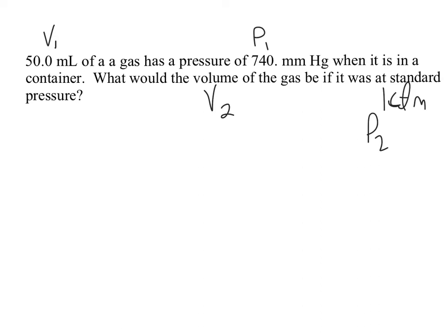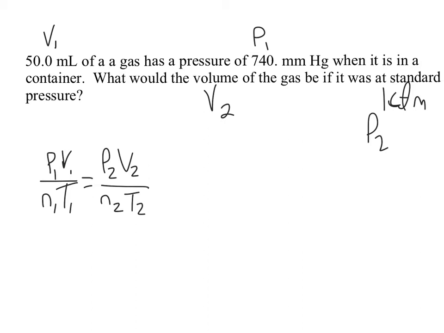When you're working with all of these individual gas laws, you don't have to memorize each of them. You can just start with the combined gas law. P1 V1 over N1 T1 equals P2 V2 over N2 T2. Notice in this problem, I don't talk about temperature at all. We also don't talk about how much gas you have. Because I don't give you an N1 or an N2 or a T1 or a T2, you're allowed to assume that both of those are constant. So you can reduce your formula to P1 V1 equals P2 V2.